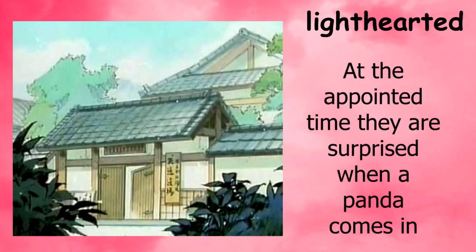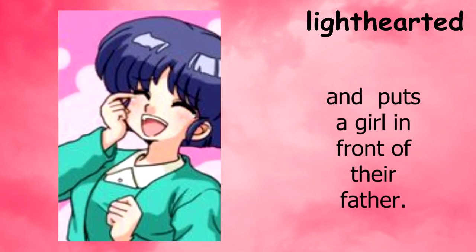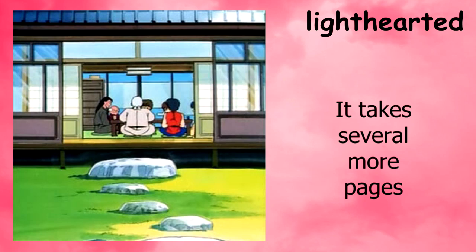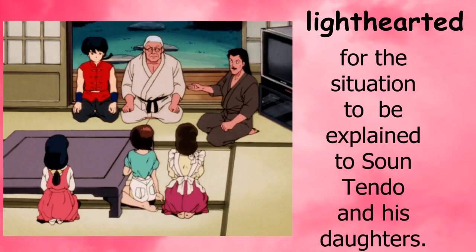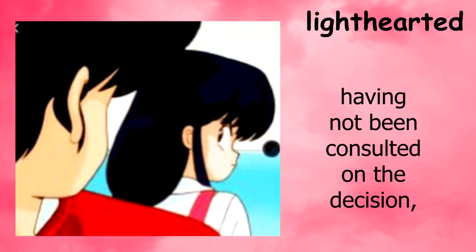At the appointed time, they are surprised when a panda comes in and puts a girl in front of their father. The Tendo girls all laugh. It takes several more pages for the situation to be explained to Shun Tendo and his daughters. Both Ranma and Akane refuse the engagement initially, having not been consulted on the decision.